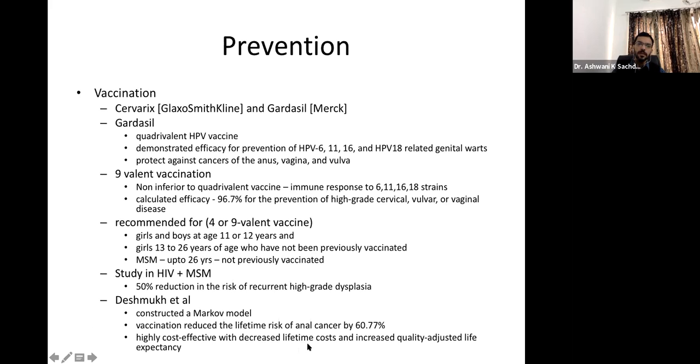So screening was not cost effective, but preventing it with a vaccination is cost effective. So these are the recommendations, and it should be given to all the girls and boys between age 11 to 12 years, and catch up vaccination.